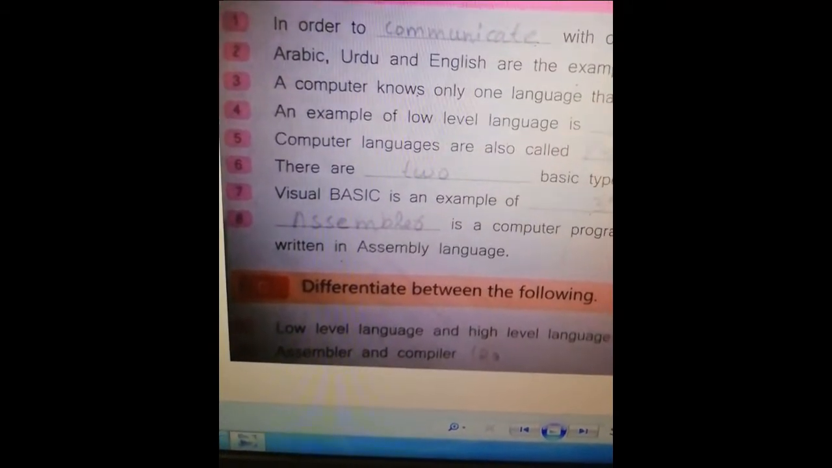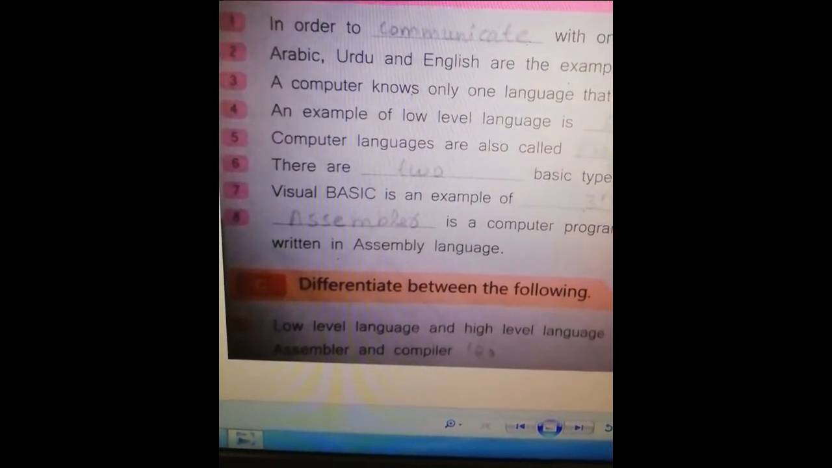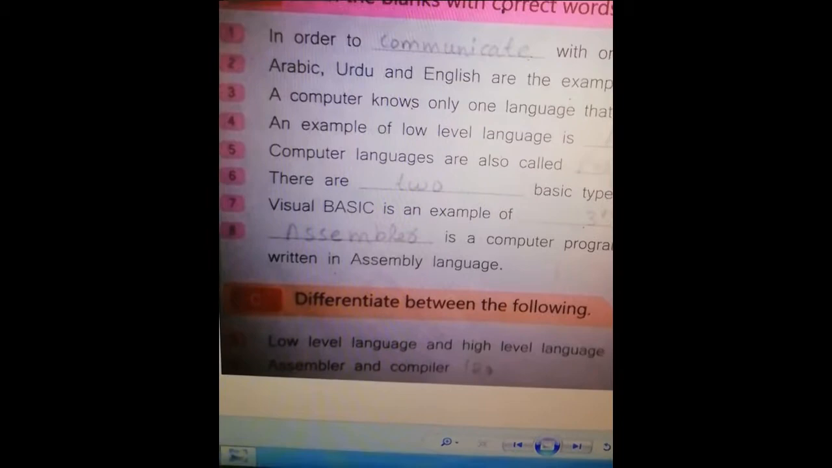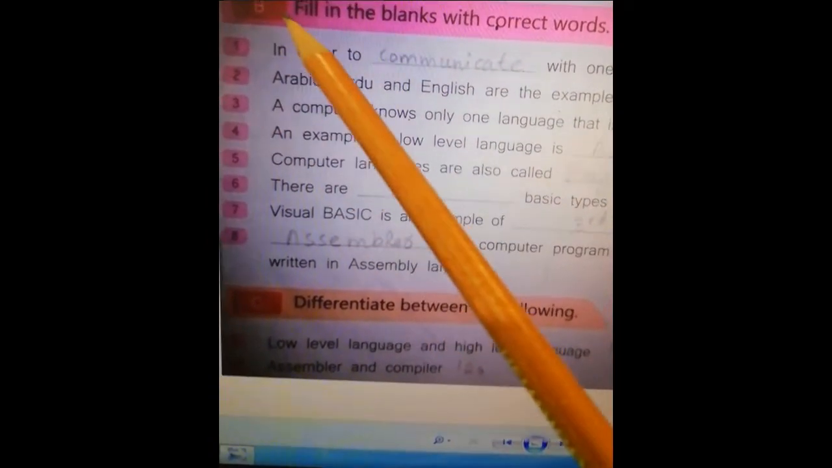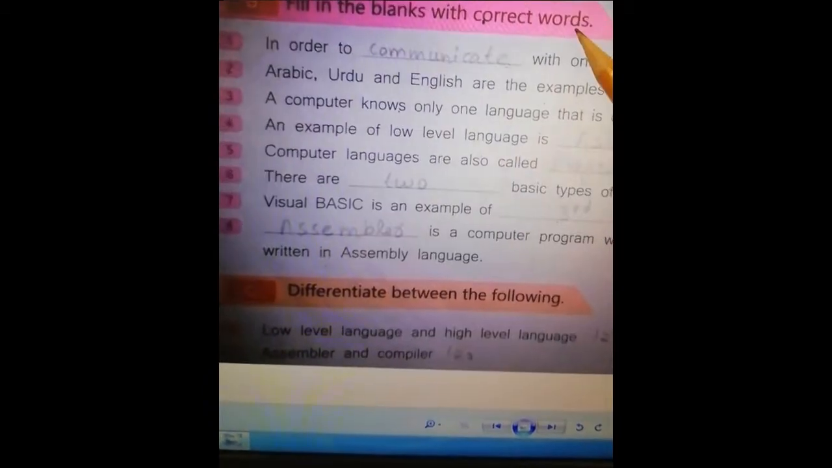Subject Computer Science, Unit number 5, Introduction to Programming Languages. Today we are going to start our new exercise, Exercise B. Fill in the blanks with correct words.